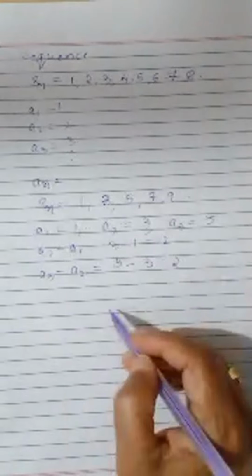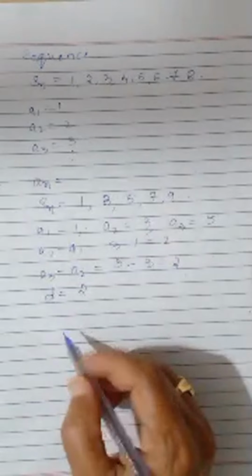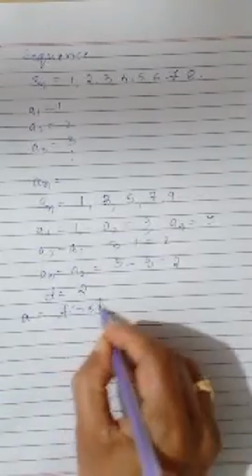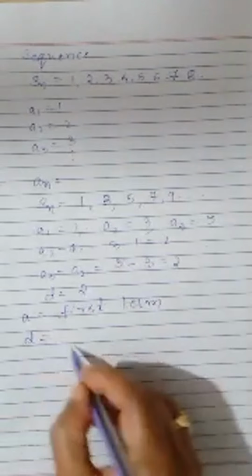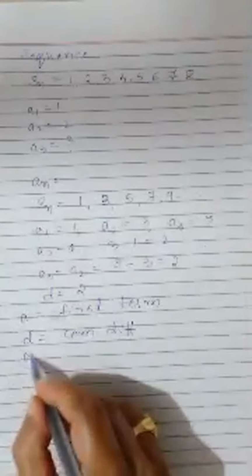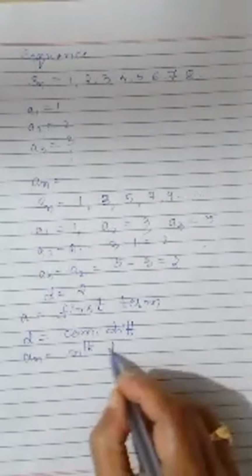So you have to call that a common difference. Common difference is always denoted by d. In this case, the common difference is 2. So here are some terms you have to recall. A always represents the first term. D is always taken as the common difference. And an is taken as the nth term. This an is also taken as the last term.